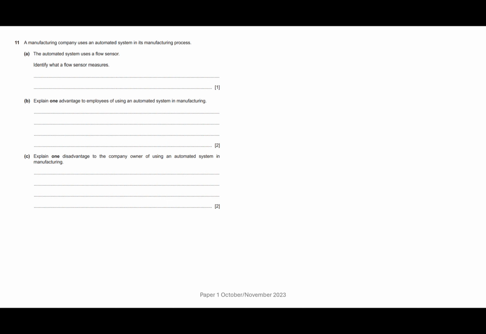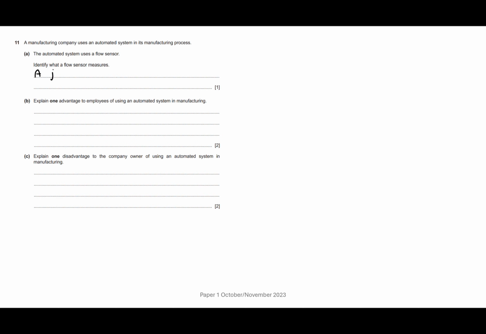Okay, question 11. A manufacturing company uses an automated system in its manufacturing process. The automated system uses a flow sensor. Identify what a flow sensor measures. So a flow sensor measures things that flow. So what things flow? Well, things that aren't solid. So that means we've got liquids and gases.